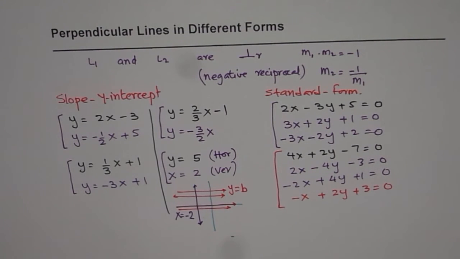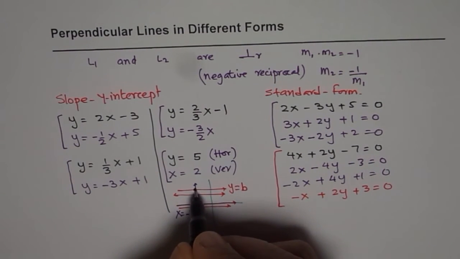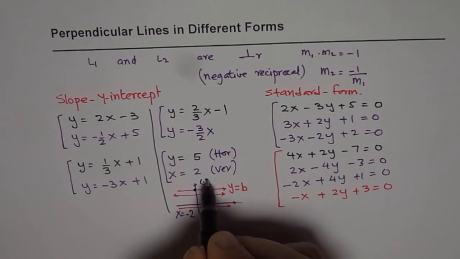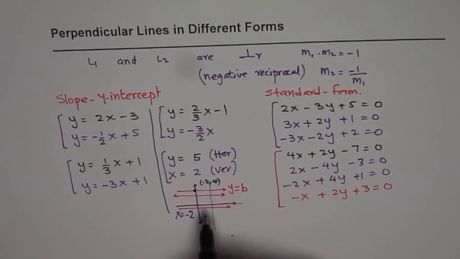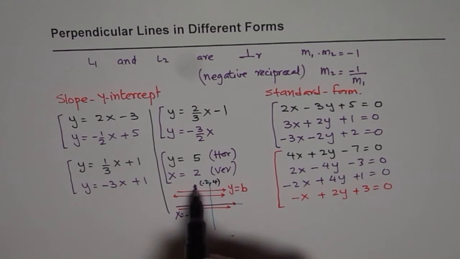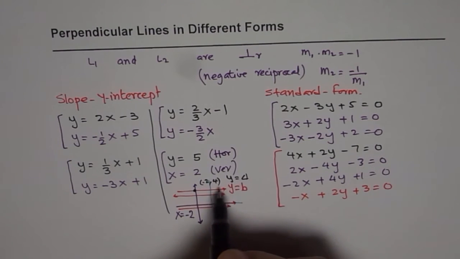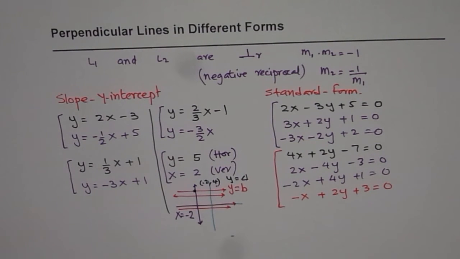But in case you are looking for a perpendicular line through a point, let us say through the point minus 2, 4, in that case, for the vertical line, which is x equals minus 2, the horizontal line will be y equals 4, the y value. So you can get the equation of a line perpendicular to a given line through a point also. So that is a good way of finding the equation.